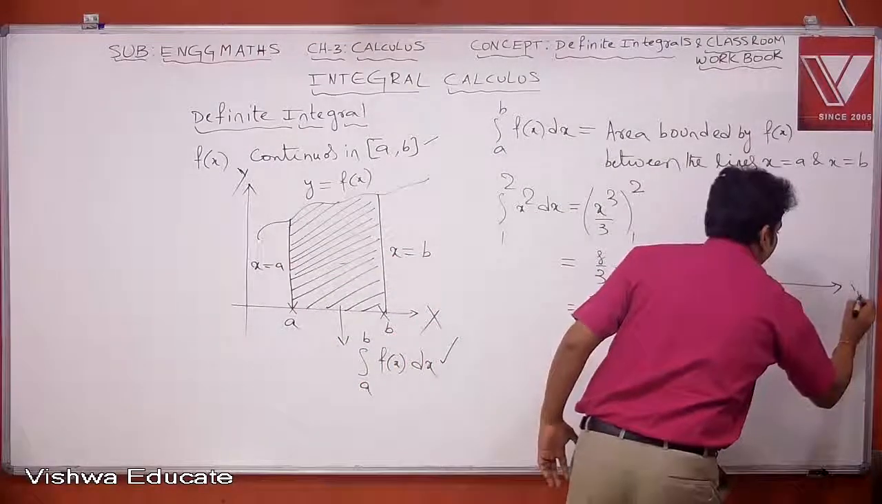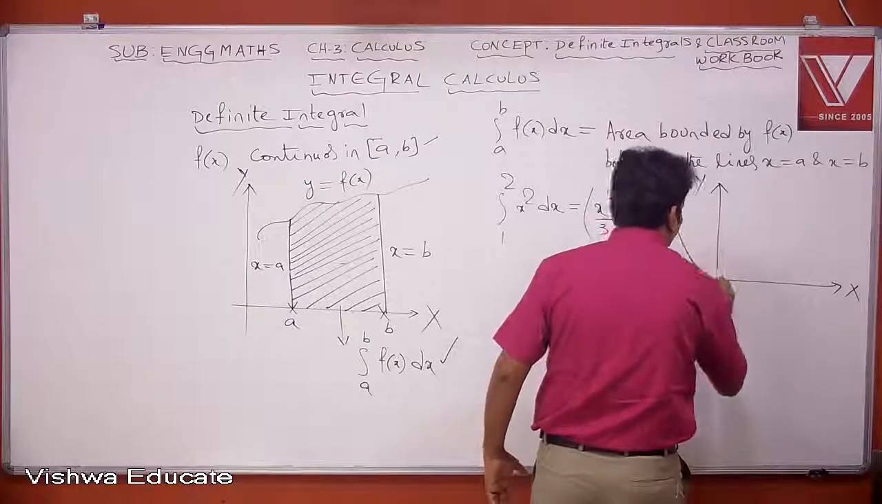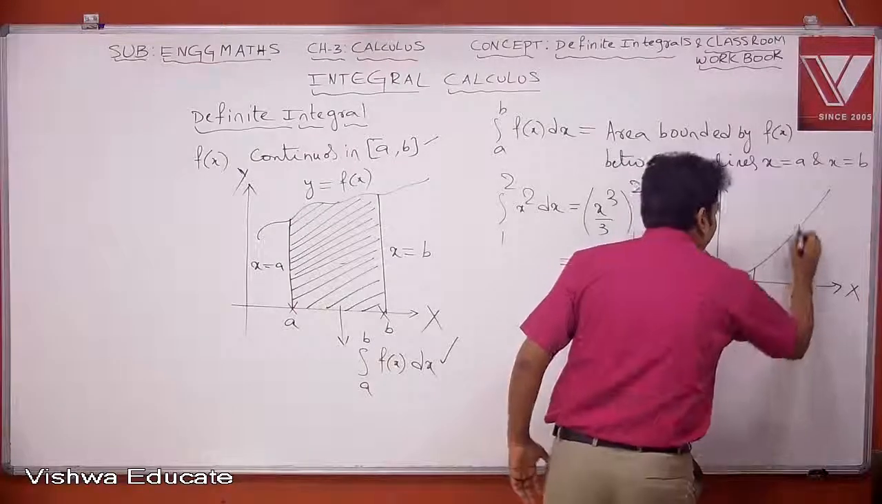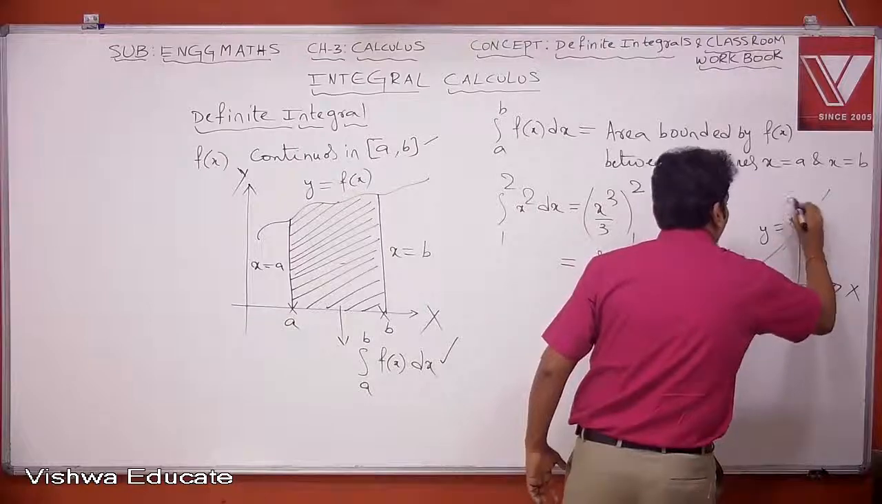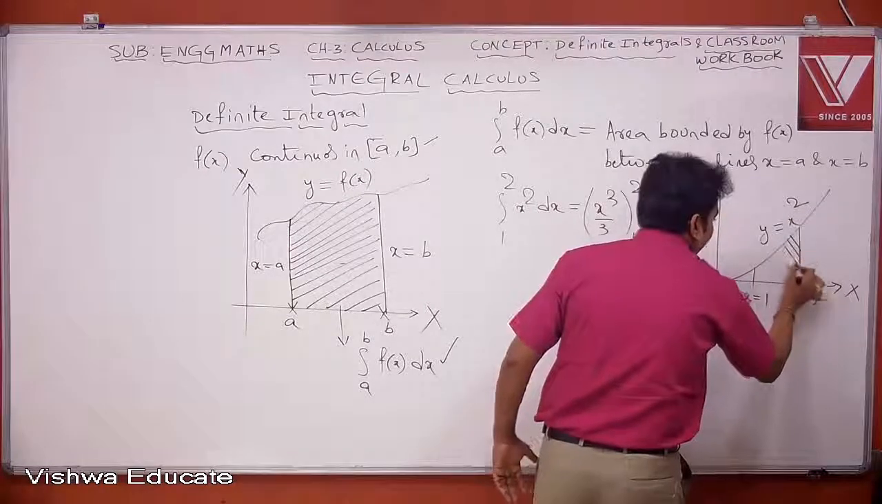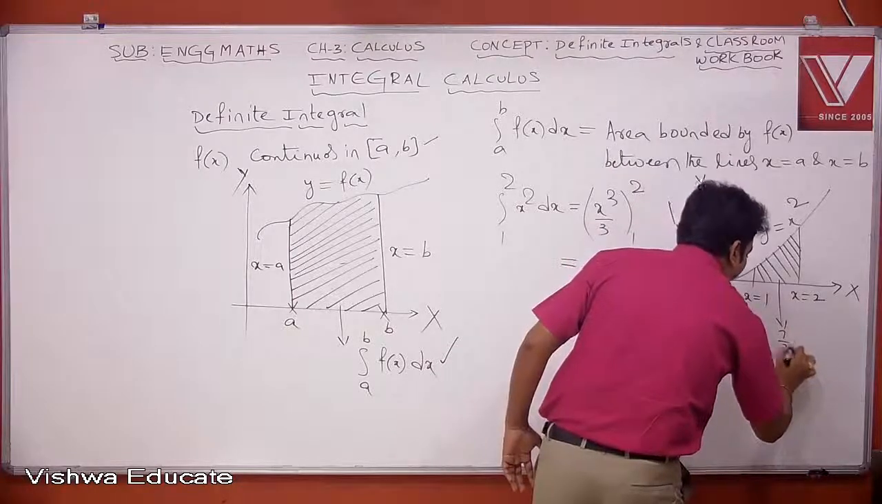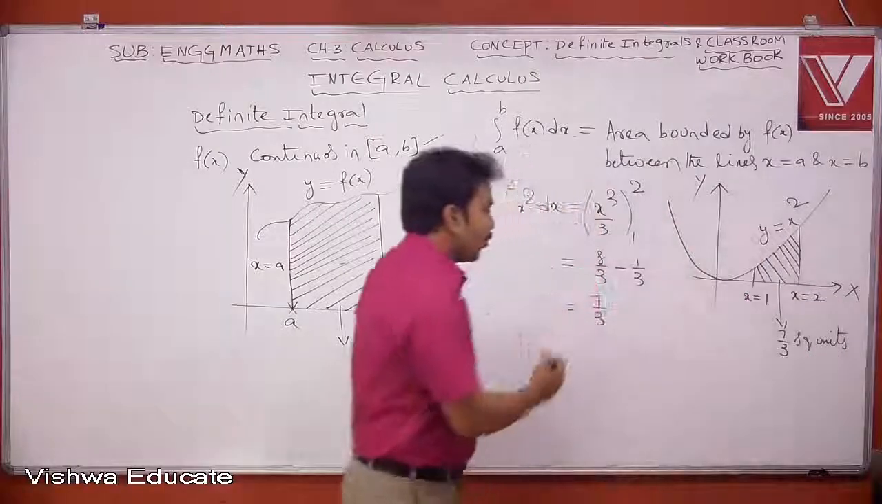So let us draw the graph of this in a two-dimensional coordinate system. The graph of x square is a parabolic shape. Now this is the line x equal to 1, and for example this is the line x equal to 2. This graph is nothing but y equal to x square, and this shaded region is nothing but 7 by 3 square units. Okay, so note this point.